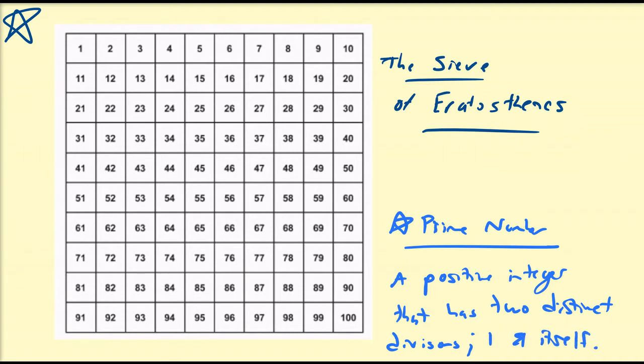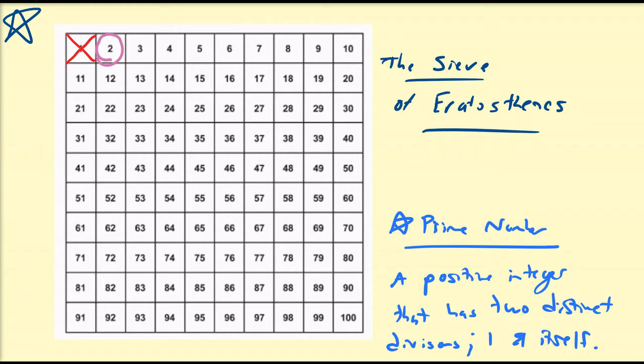So based on this definition, it's very easy to see that 1 is not a prime number, because it does not have two distinct divisors. The only divisor 1 has is 1, and that is it. There is no other divisor. But the number 2 is a prime number because it has two distinct divisors, 1 and itself, which is 2, right? 1 divides 2, 2 divides 2, but 3 does not go into 2 evenly. So 2 only has two distinct divisors.